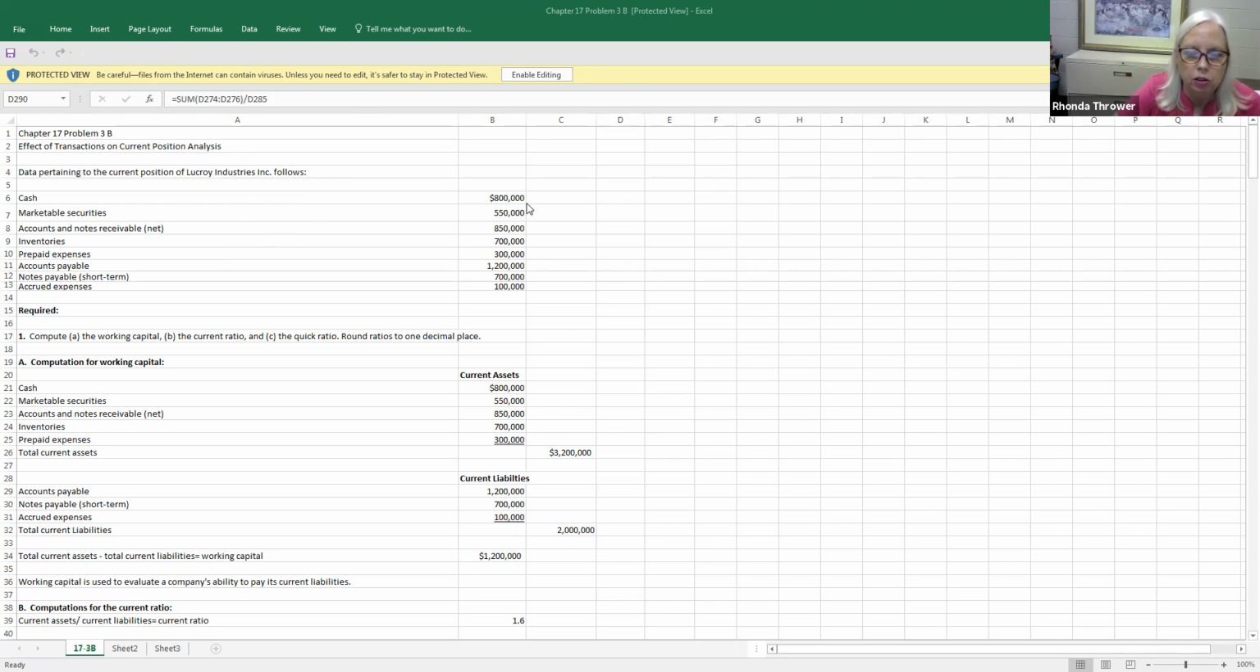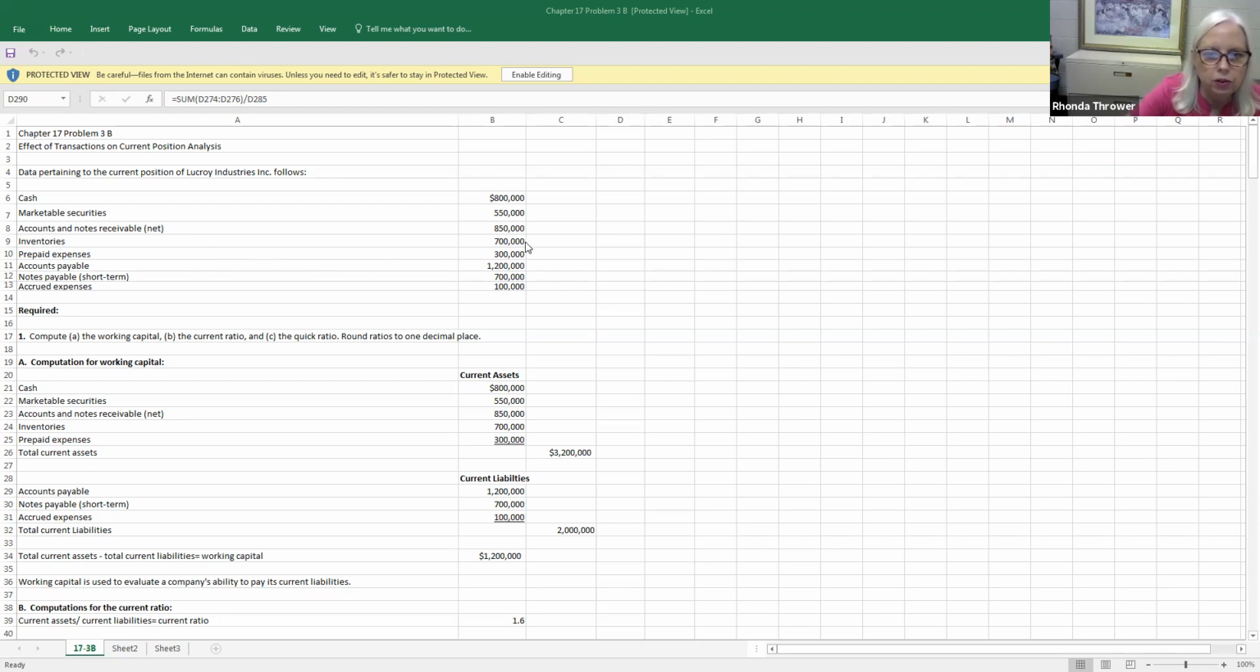We have cash in the amount of $800,000, marketable securities for $550,000, accounts and notes receivable, the net amount is $850,000. The net amount is the amount after we've considered the allowance for doubtful accounts. This is what we think that we're going to be able to receive from accounts receivable and notes receivable.